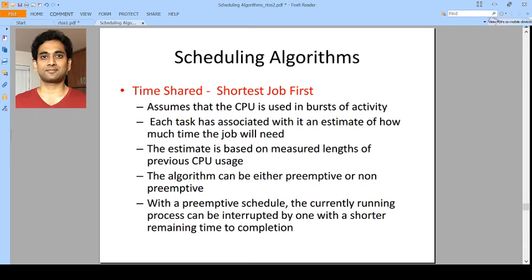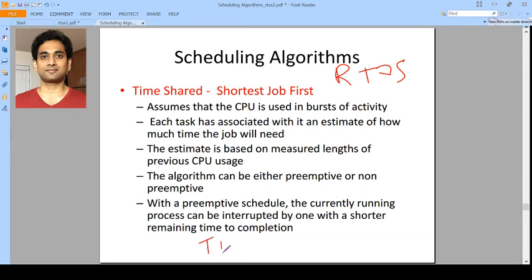A different mechanism is shortest job first. The real-time operating system estimates the time needed to complete each task, and then the task that needs the lowest amount of time to complete is given higher priority. So let me say that one more time.